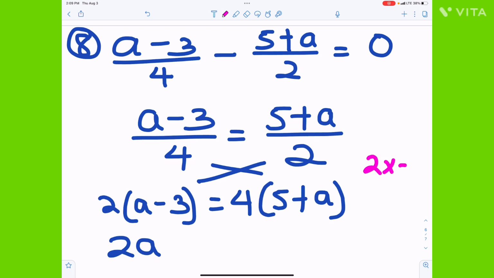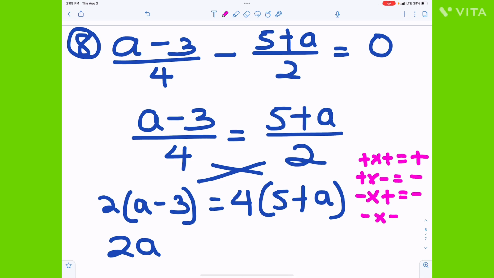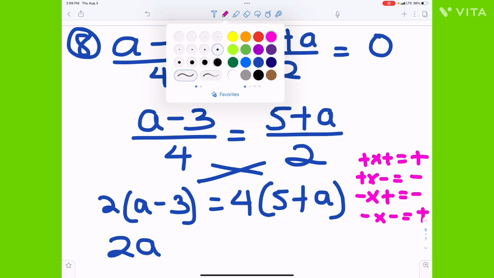Remember, earlier in our previous example, I told you plus times plus is what? Plus. Plus times minus is minus. You have to keep this in mind. We'll be using it all the time. Then minus times plus is minus. Minus times minus is what? Plus. So every time I use it, it shouldn't be new to you.